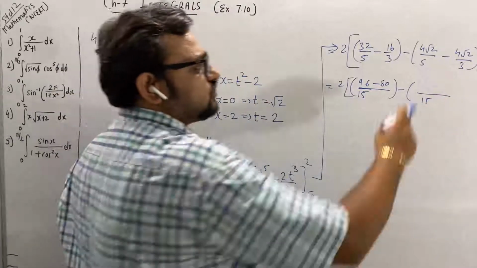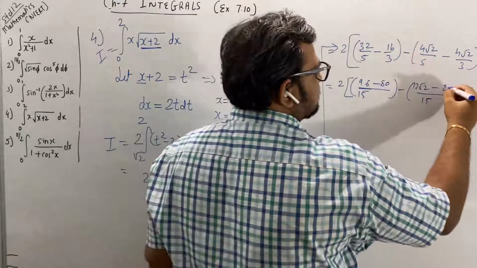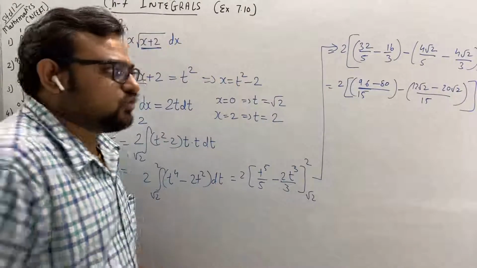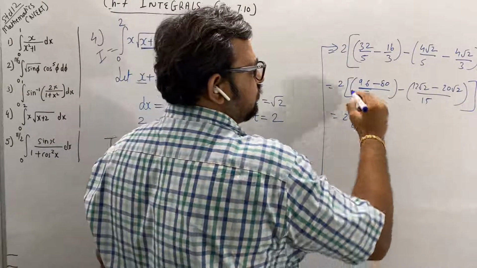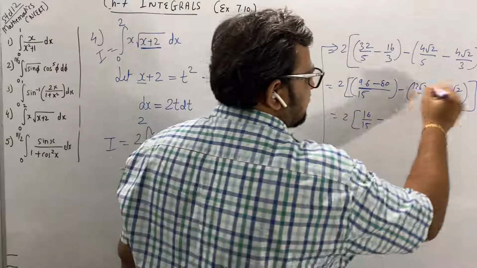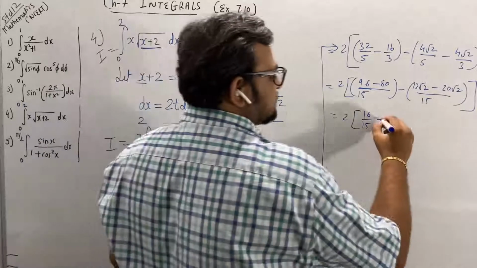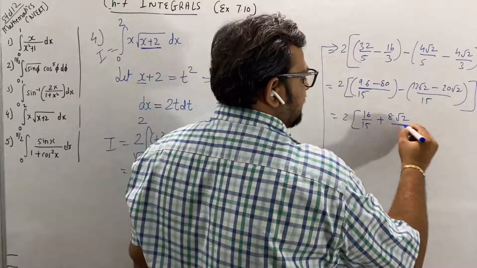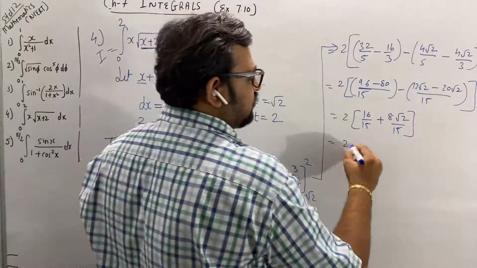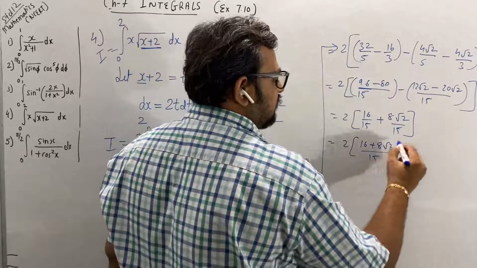Clear? So 4 into 12 root 2 minus 4 into 20 root 2. So this will be 2 into 16 by 15 minus 12 minus 20, that is minus 8, minus minus plus 8 root 2 by 15. So I can write it down as 2 into 16 plus 8 root 2 upon 15.